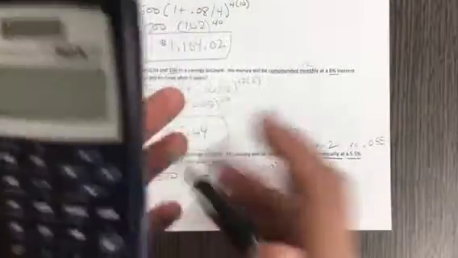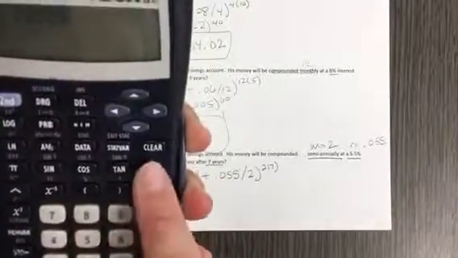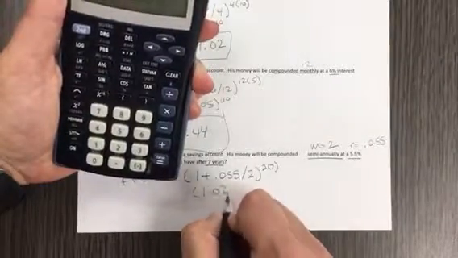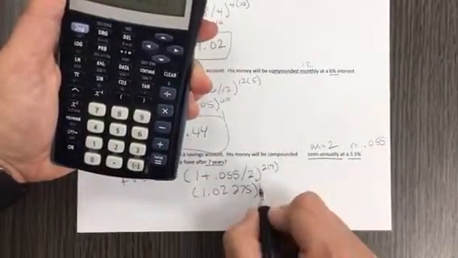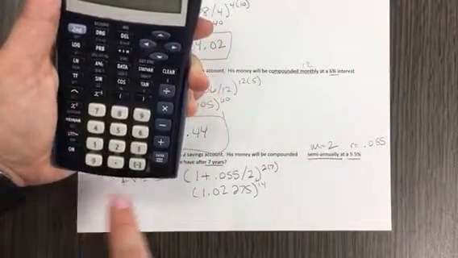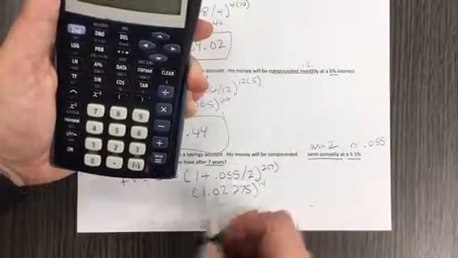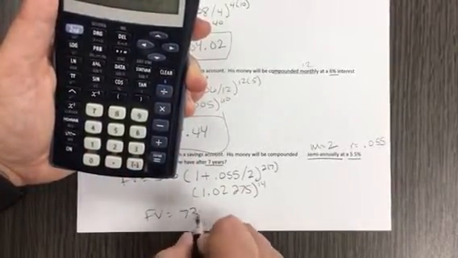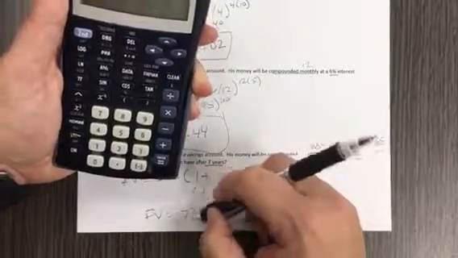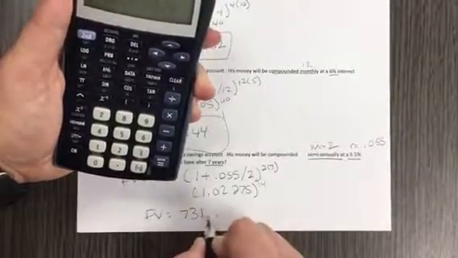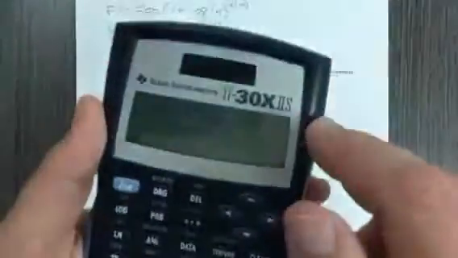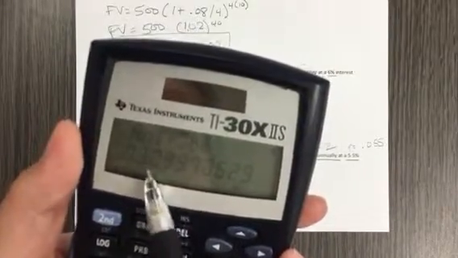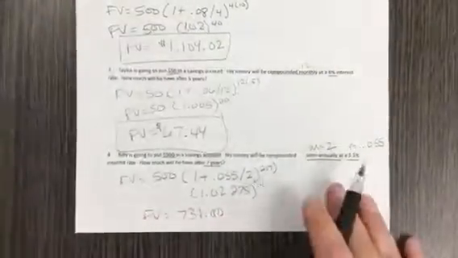So calculator coming out, 0.055 divided by 2 plus the 1 is going to give you, within the parenthesis, 1.0275. 2 times 7 is 14, so I'm going to raise that to the 14th power and multiply that by the 500. And your answer is going to be $730. Oh, we have to round. Just kidding, $731. Because of the rounding here, take a look. Let me put it up there for you. 730.997. So that's going to change all of these to zeros and bump that up to 731. And that's how you do compound interest.